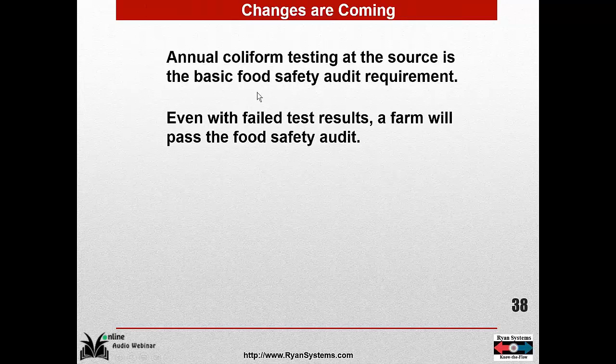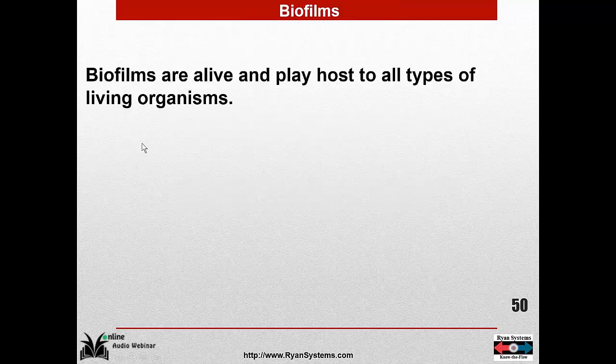Coliform testing is a source of basic food safety audit requirement. Even with failed test results, a farm will pass the food safety audit. Next, biofilms are alive and play host to all types of living things. Now, I just showed you an example of a farm.